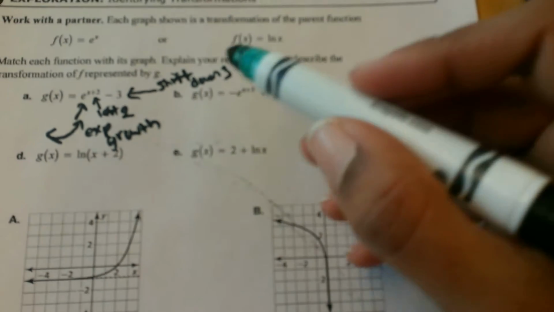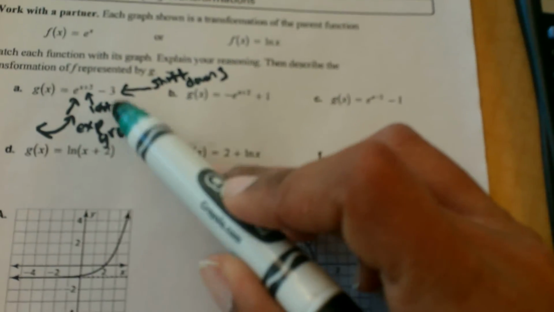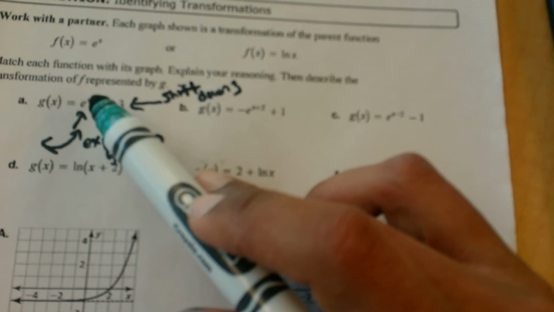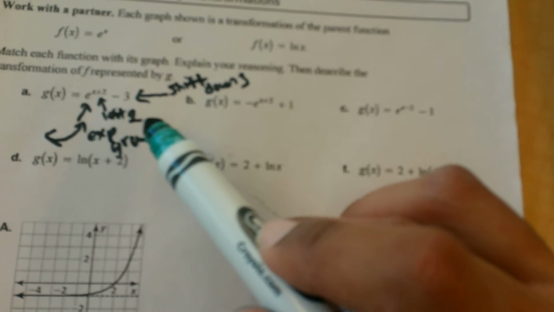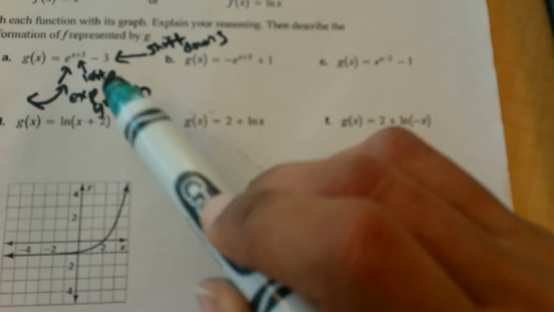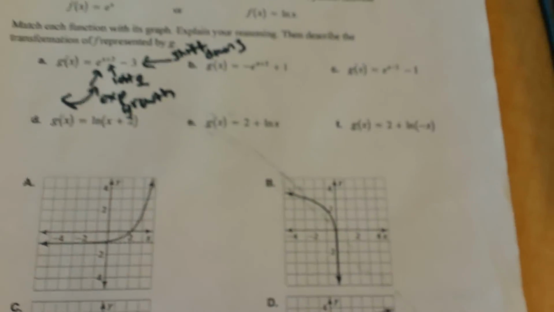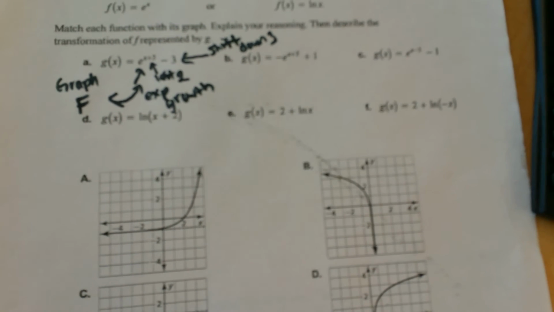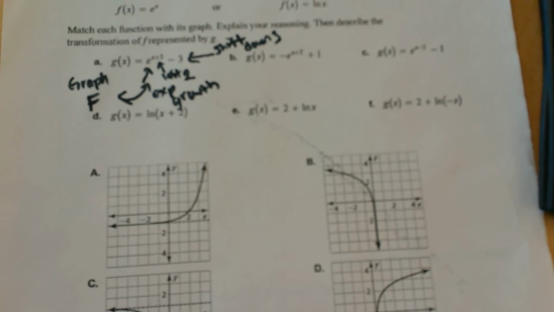So I have a shift of down 3, a shift of left 2, and if you remember from before, when we did transformations, if it's inside the function, plus is always the opposite of what it looks like, it's left. So I know that this is exponential growth, it goes left 2, and it shifts down 3, and then of course we say it matches graph F. So we're going to put here graph F. And then all of this here would be a complete answer for A.